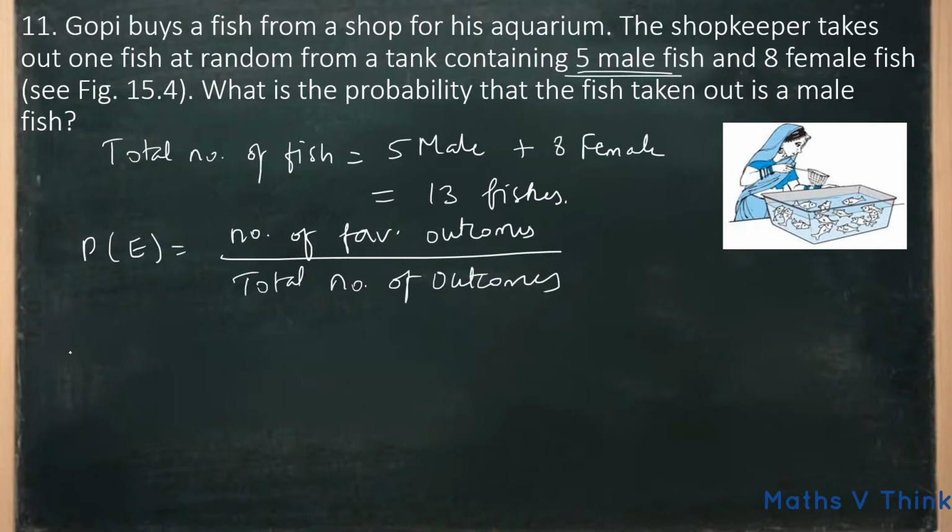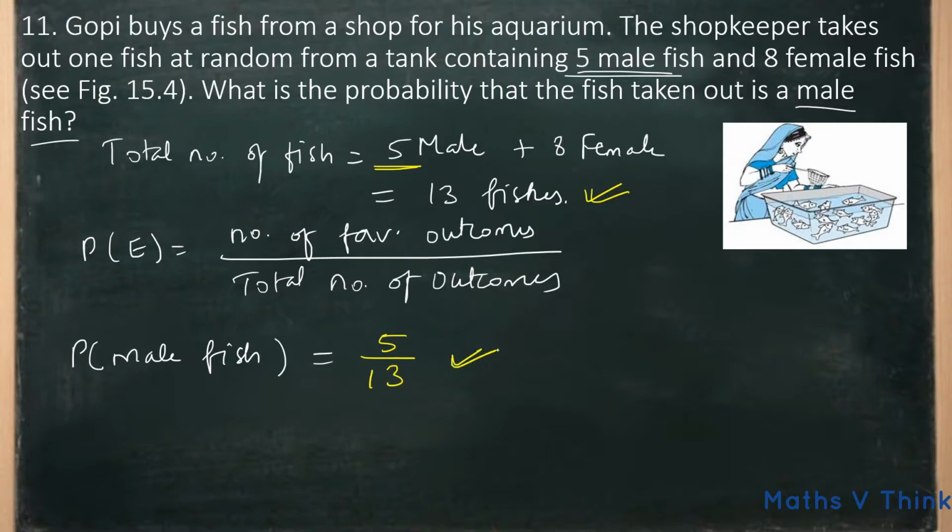So first we need to find the probability that the fish taken out is a male fish. So probability of male fish is equal to number of favorable outcomes for male fish, which is 5, divided by total number of outcomes, that is 13 fishes. So 5 by 13 is the answer. So the probability of male fish is 5 by 13.